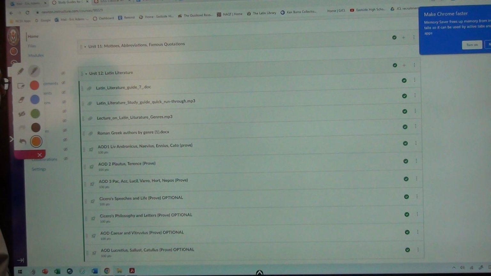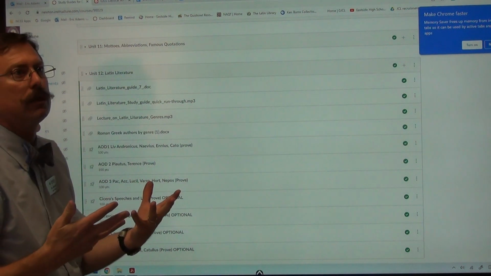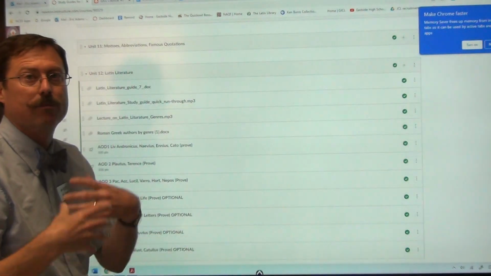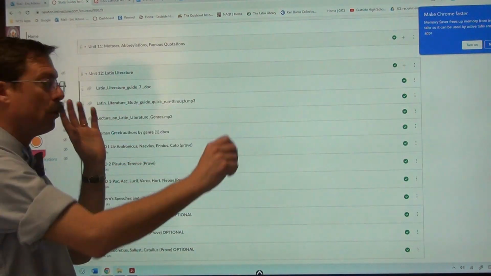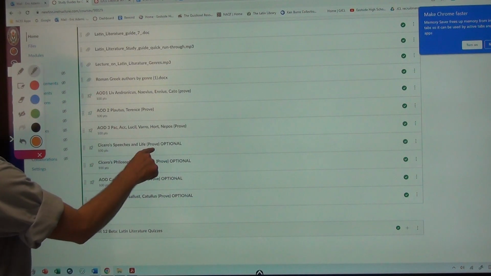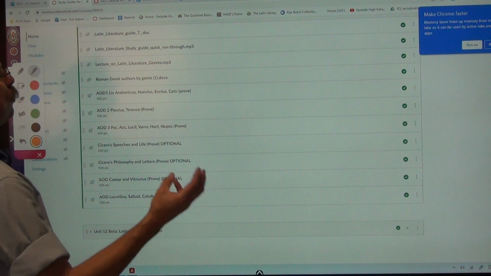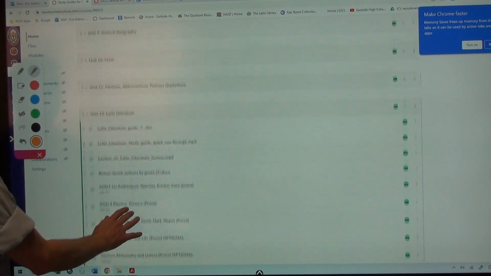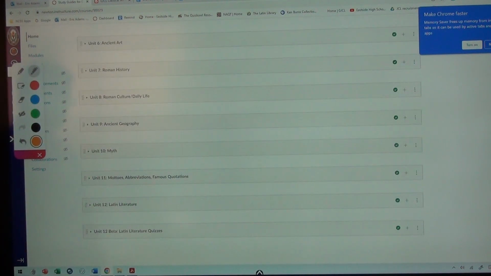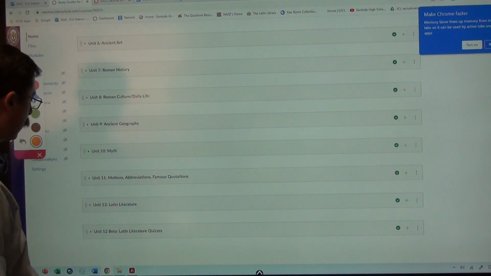And so in that way, obviously, you can walk through it if you learn better by me talking about stuff, by me pointing out stuff, by me drawing stuff. I particularly would recommend the Cicero's Speeches and Life proof video, optional, and Philosophy and Letters. Cicero is a large looming figure in, of course, not only Roman history but Latin literature, and in that way obviously it might behoove you to actually watch that one.